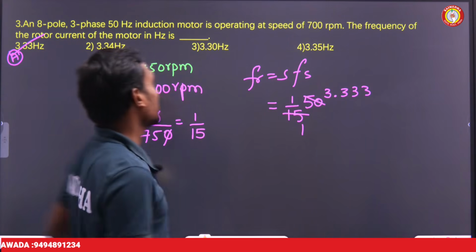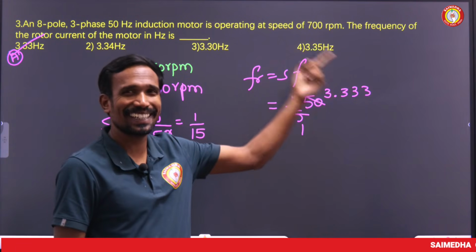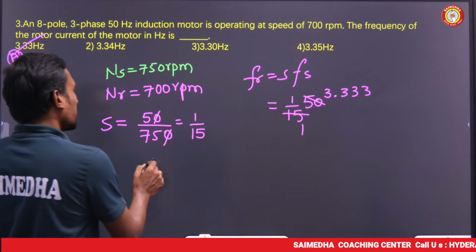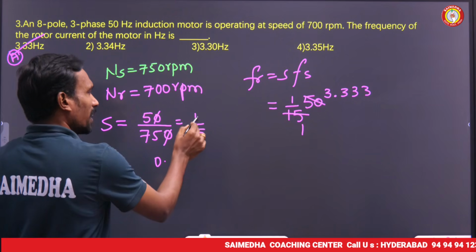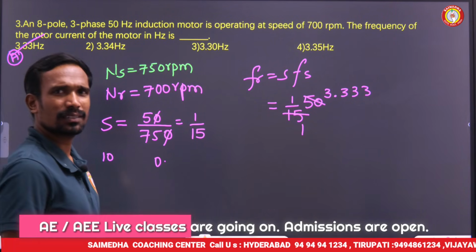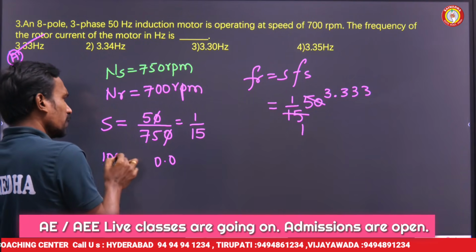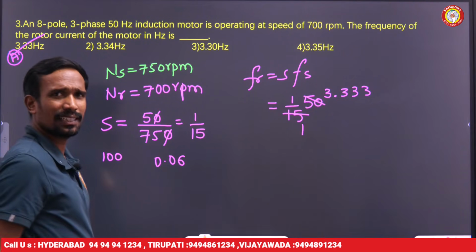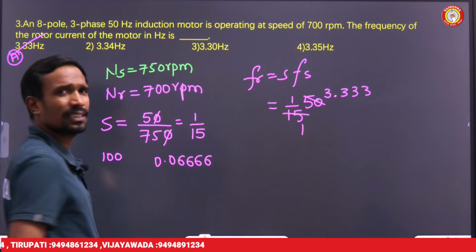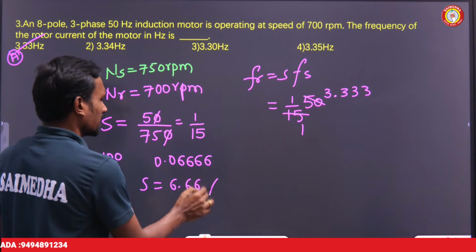Simple answer. But they have given options 3.33, 3.34, 3.30, 3.35. Okay guys, so what is 1 by 15 actually? This will be 0.0666, which is what the slip is. 6.66% is the slip.